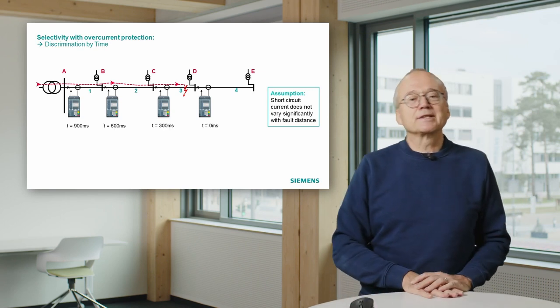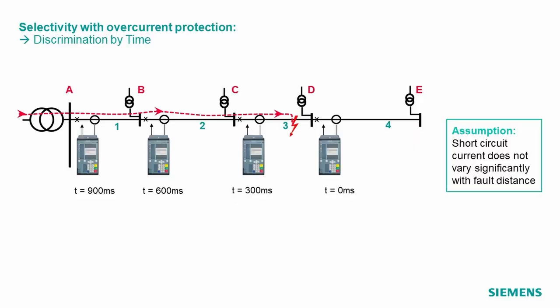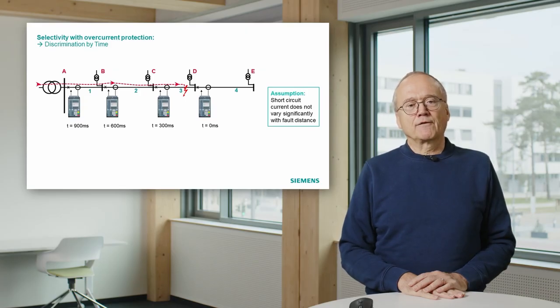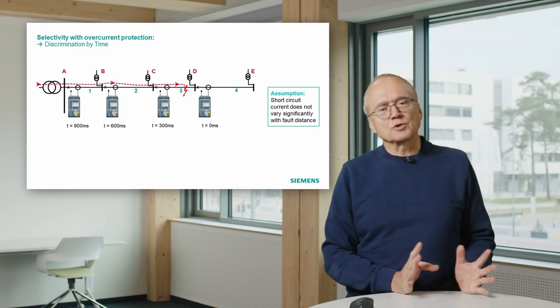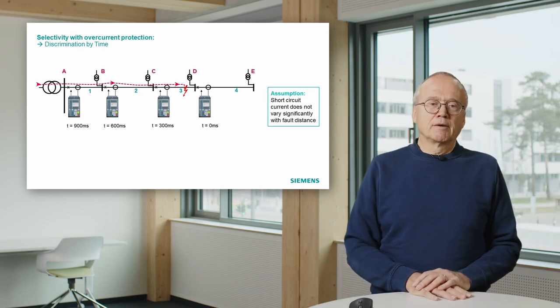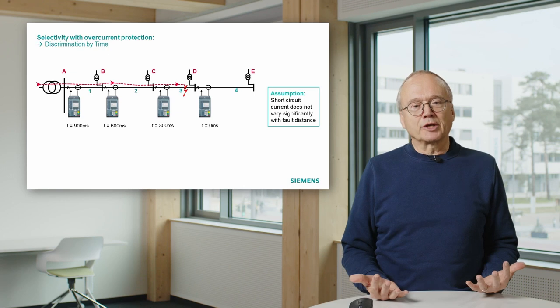The simple solution in this case is to make different timer settings. That means the rightmost relay gets the lowest timer setting, in this case 0 milliseconds. In this example, I made these settings: the next relay gets 300 milliseconds, the next one 600, and the one at the in-feeding station gets 900 milliseconds. You see in this case I have a difference in time delay of 300 milliseconds. That's pretty much. You can also make it a little bit smaller. But first of all, we look at what is now going to happen.